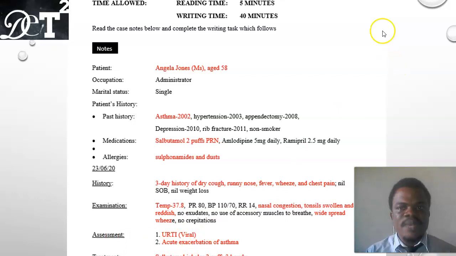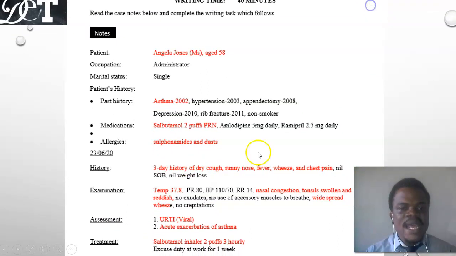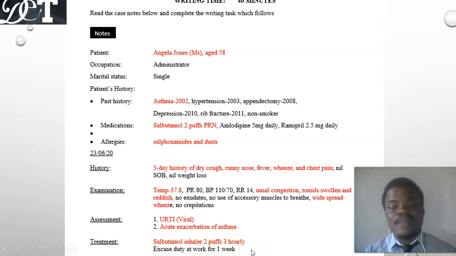Then the assessment we made that very day is upper respiratory tract infection, and we'll give this patient salbutamol inhaler, and we'll add it because that was the treatment. Then excuse duty at work for 1 week. We are referring to an emergency to a casualty officer. This story that you gave the patient excuse duty is irrelevant to the casualty officer, so we'll ignore this statement.